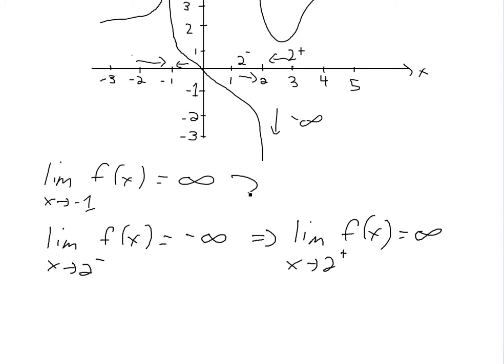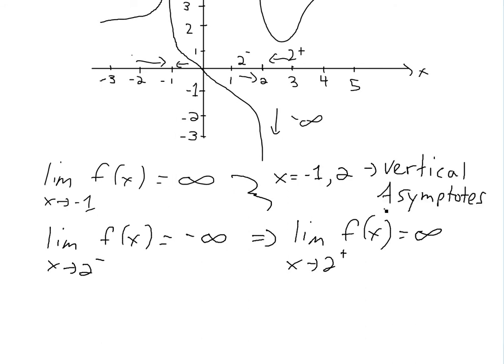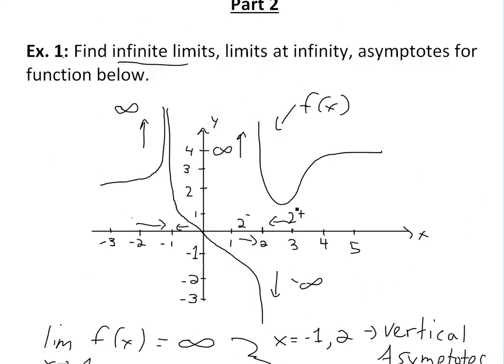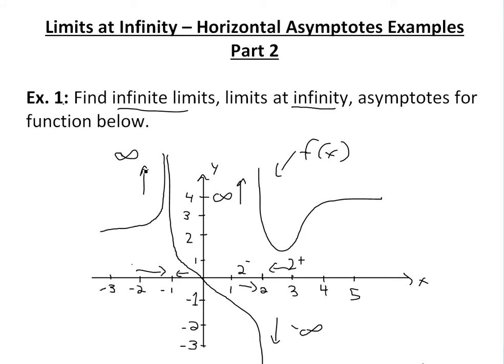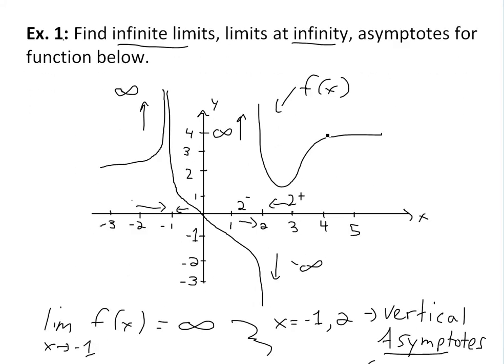And now from this we know that x equals -1 and 2, basically these vertical lines, are vertical asymptotes right here, and we can write that down. I just wrote that down right here. So now let's look at limits at infinity, or moving towards positive and negative infinity. In other words, horizontal asymptotes.